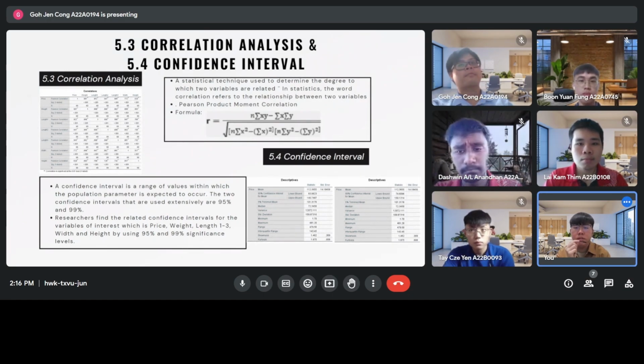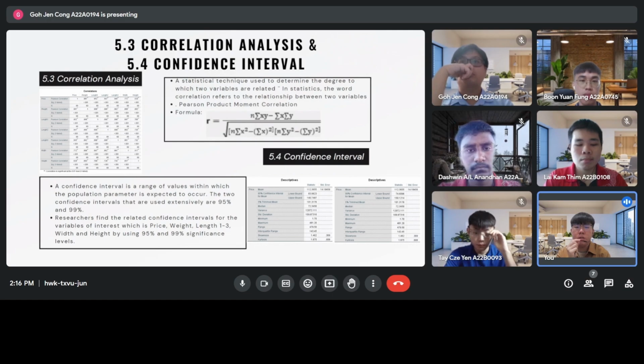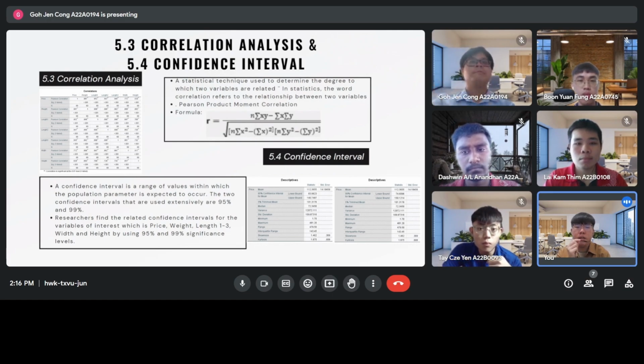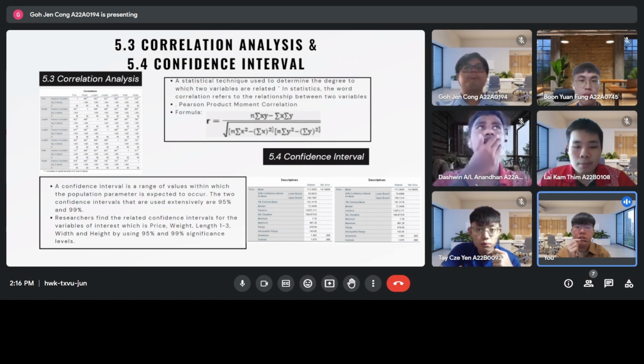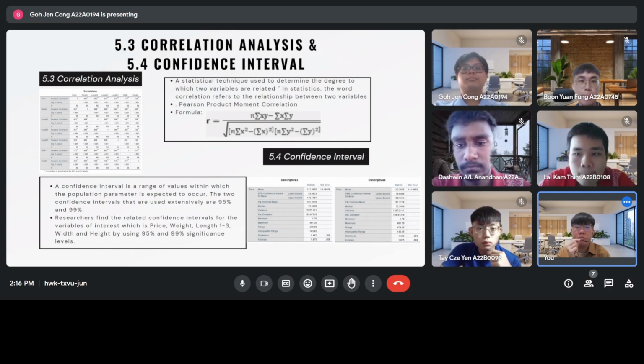5.4 confidence interval is a range of values within which the population parameter is expected to occur. The two confidence intervals that are used extensively are 95% and 99%. Researchers find the related confidence intervals for the variables of interest, which are price, weight, length 1 to 3, width, and height by using 95% and 99% confidence levels. Now I will pass to Daisy Yan for further explanation.